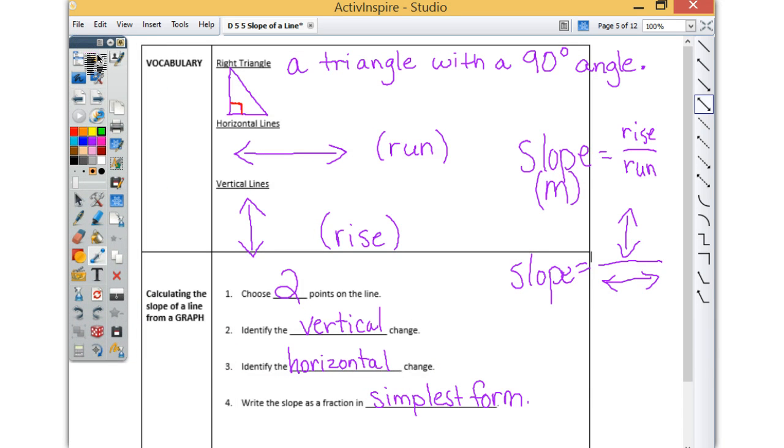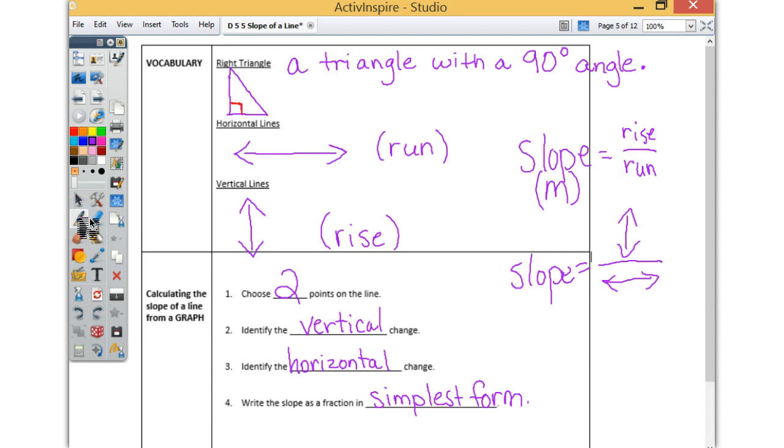Okay, get these into your notes, please. And this should be easy. A right triangle, we did that in the Pythagorean theorem unit. That was one of you guys' better tests. It deals with a triangle with a right 90-degree angle. Horizontal lines.